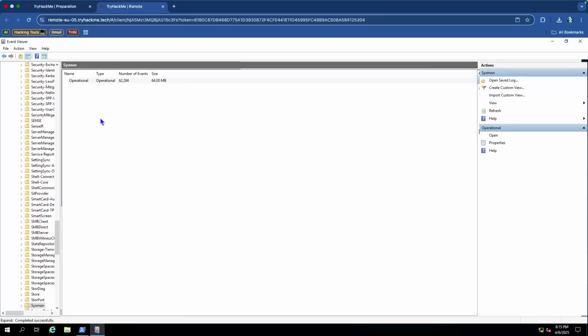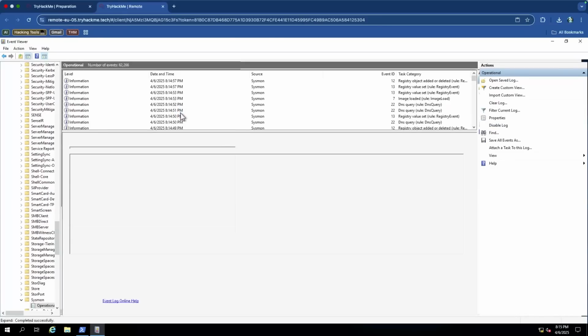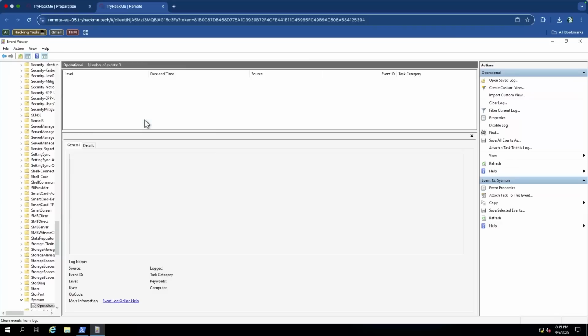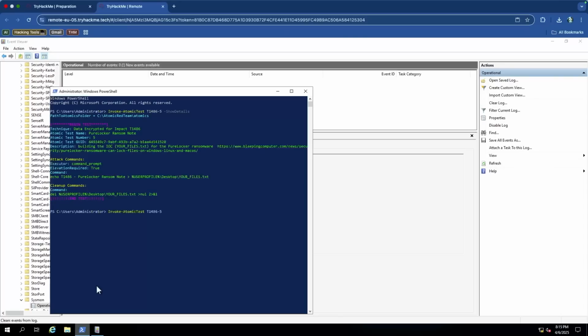It's under S, and then we're going to open up operational, and then we can see that there's 62,000 events in here. So to make life a little bit easier, I'm going to clear the log, and you normally don't do that, by the way. Just keep that in mind. You don't want to wipe your logs. You always want to have those things, but to make life easier, we're going to do that.